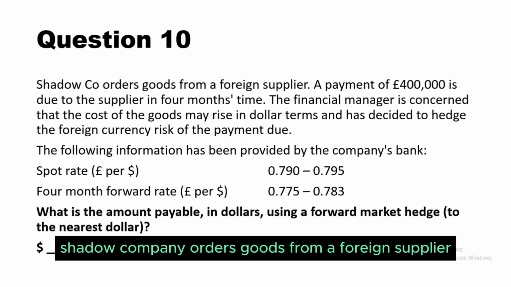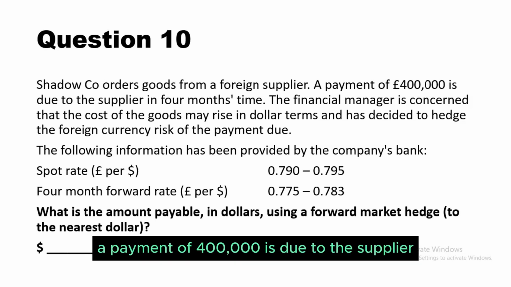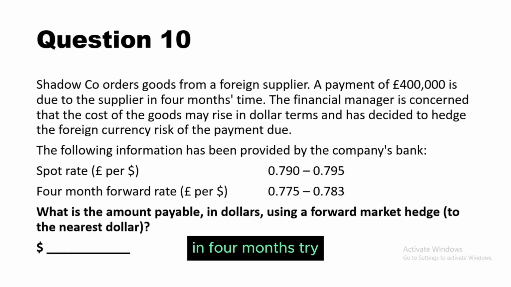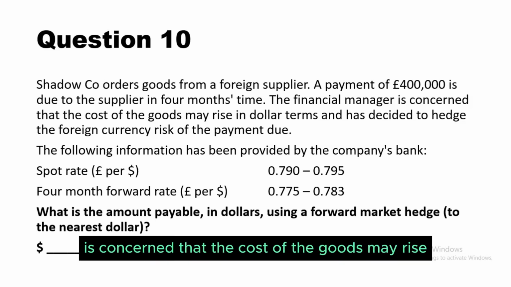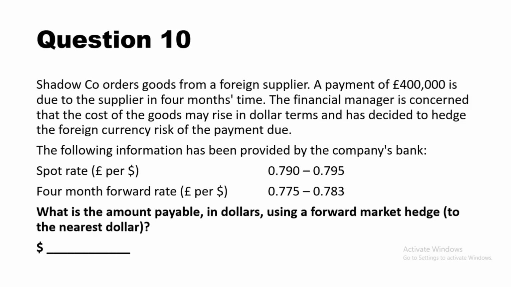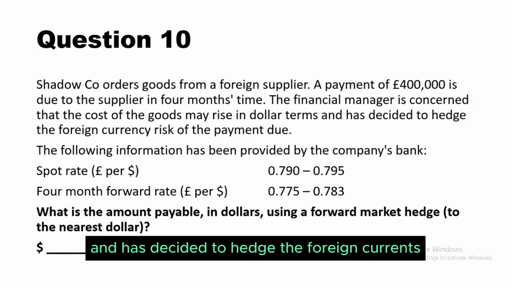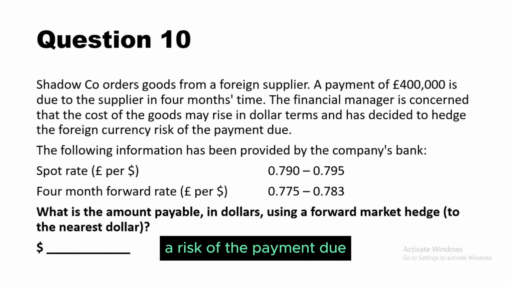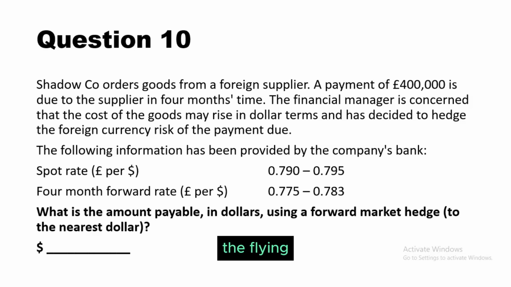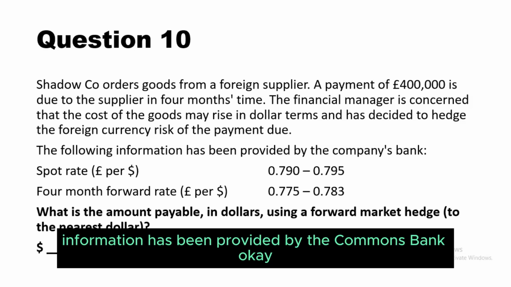Shadow company orders goods from a foreign supplier. A payment of 400,000 is due to the supplier in 4 months' time. The financial manager is concerned that the cost of the goods may rise in dollar terms and has decided to hedge the foreign currency risk of the payment due. The following information has been provided by the company's bank.